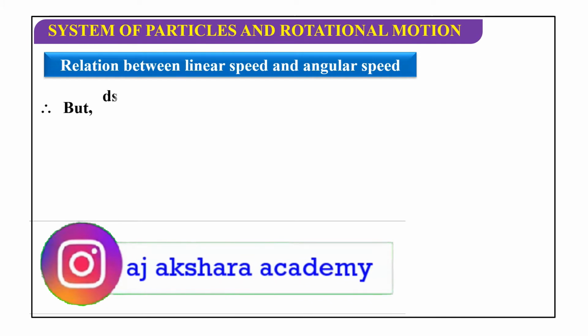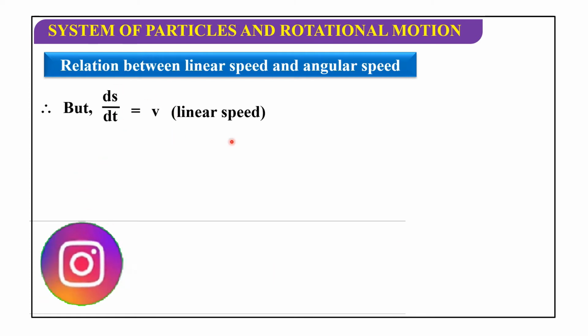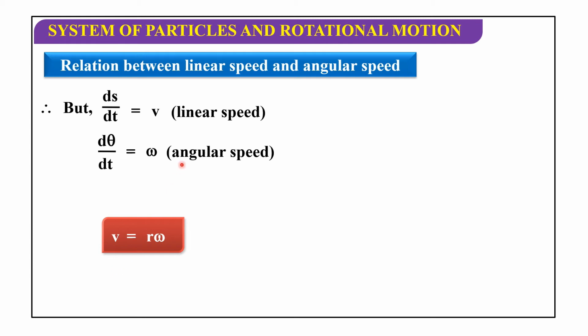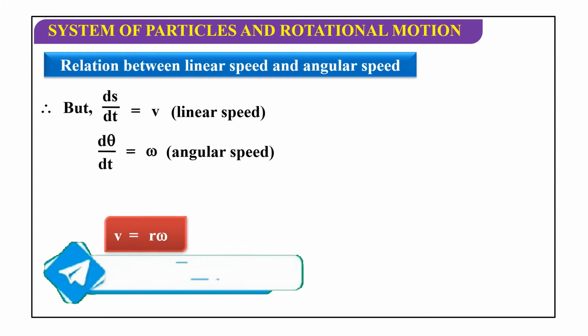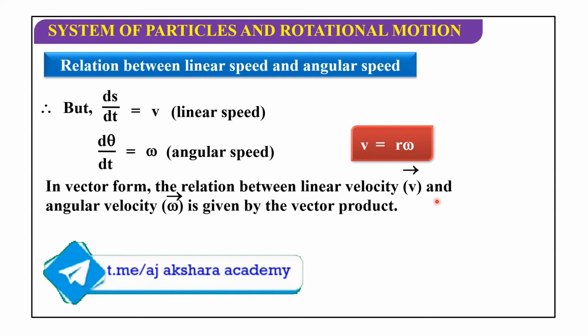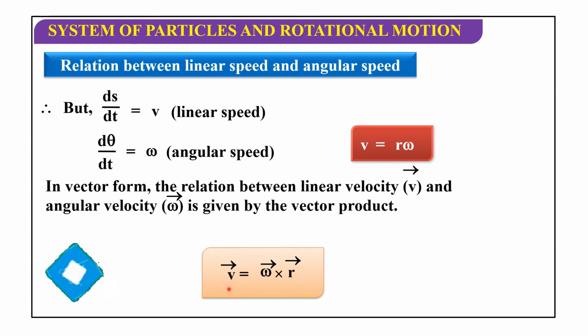Now, the relation between linear speed and angular speed: here we are writing ds by dt is equal to v, that is linear speed, and d theta by dt is equal to omega, that is angular speed. So, the relation between linear speed and angular speed is v is equal to r omega. In vector form, the relation between linear velocity and angular velocity is given by the vector product, that is v bar is equal to omega bar cross r bar.